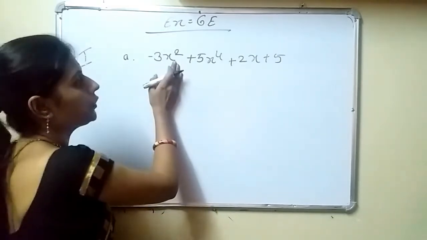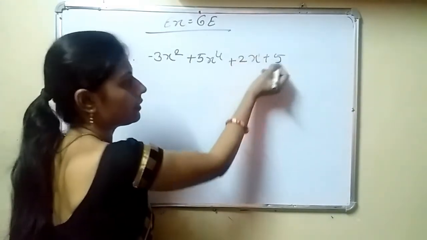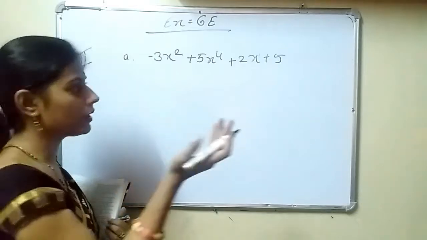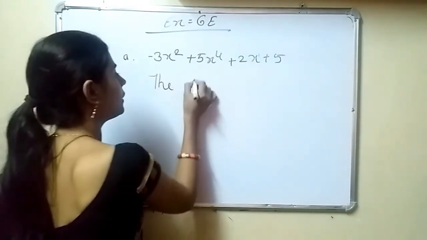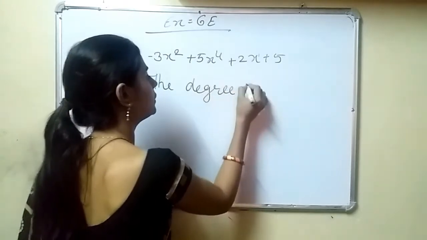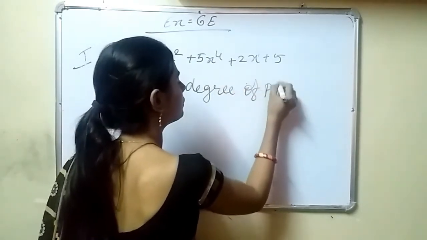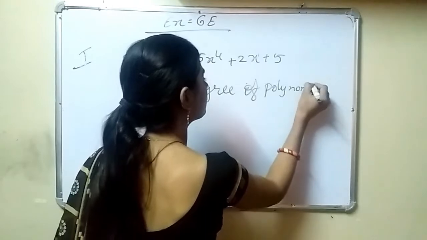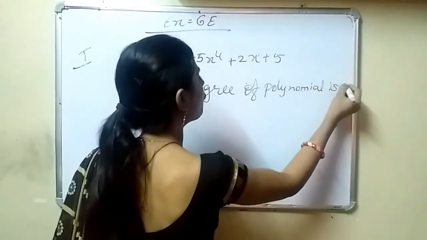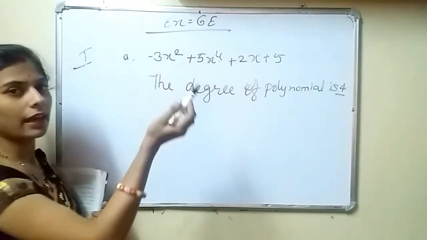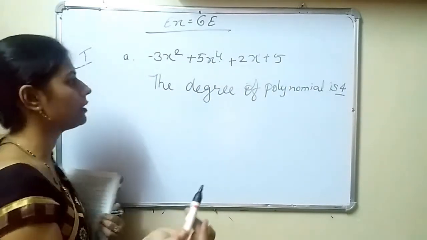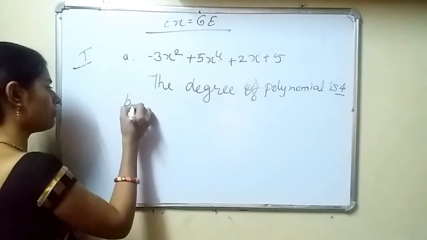So here 2, here 4, here 1, here nothing. So you can see here clearly, the degree of polynomial is 4. Okay, because only 4 you can see here, the highest power, no two variables are given here, so you can add this.